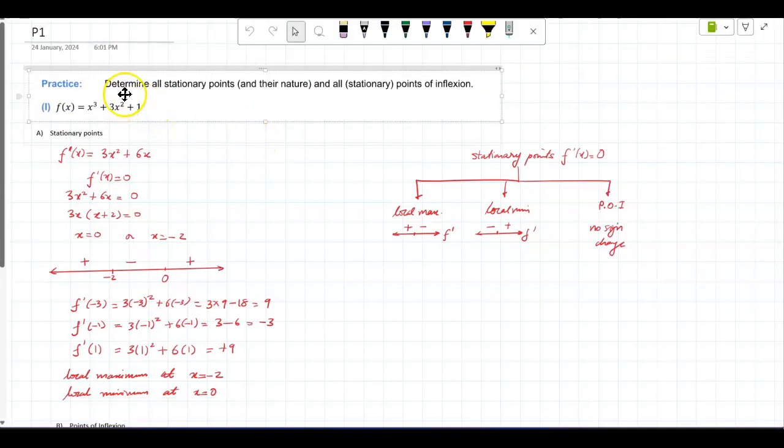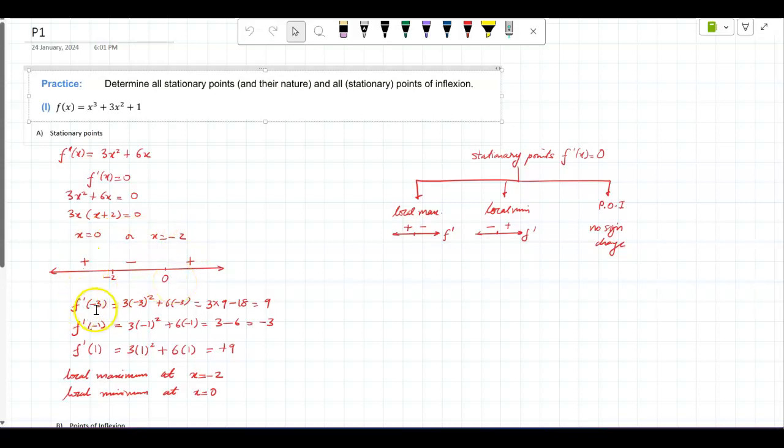Okay, now see, determine all the stationary points and all points of inflection. A stationary point is a maximum or minimum, and a point of inflection is where the curvature changes. When you're doing a stationary point, you take the first order derivative, that's 3x squared plus 6x, make it equal to 0, solve for the values of x, and put the values in a box or a number line, it won't matter.